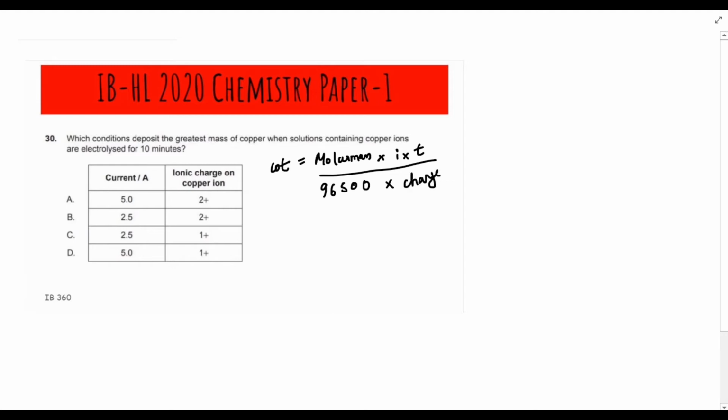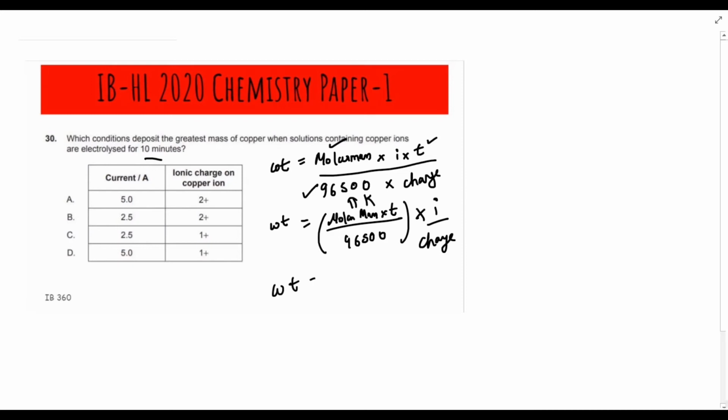In this question, our molar mass will remain fixed, obviously, because it's copper. This is the Faraday constant. And the time is also constant because in all of the cases we are passing it for 10 minutes. So let's club these three together as we won't change them: T by 96500, times I by charge. So this is the weight. Now let's convert it to a constant K. So weight equals K times I by charge.